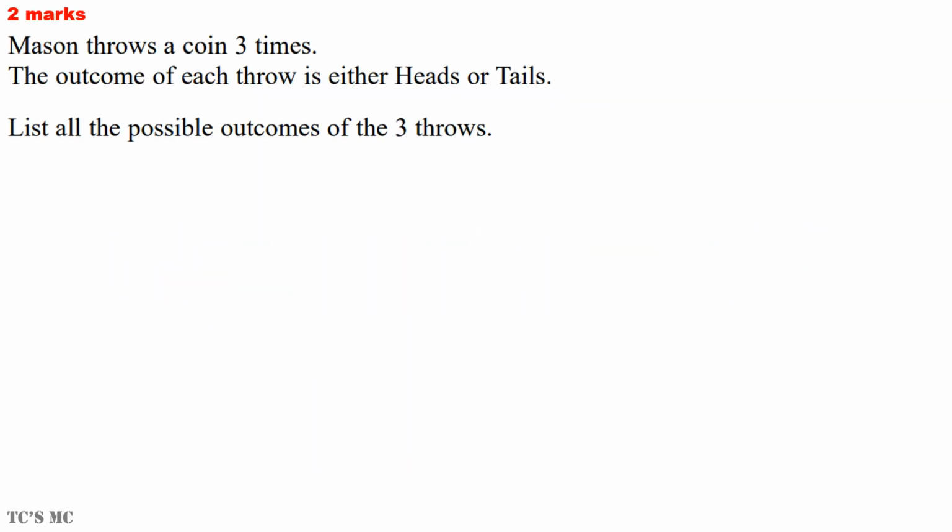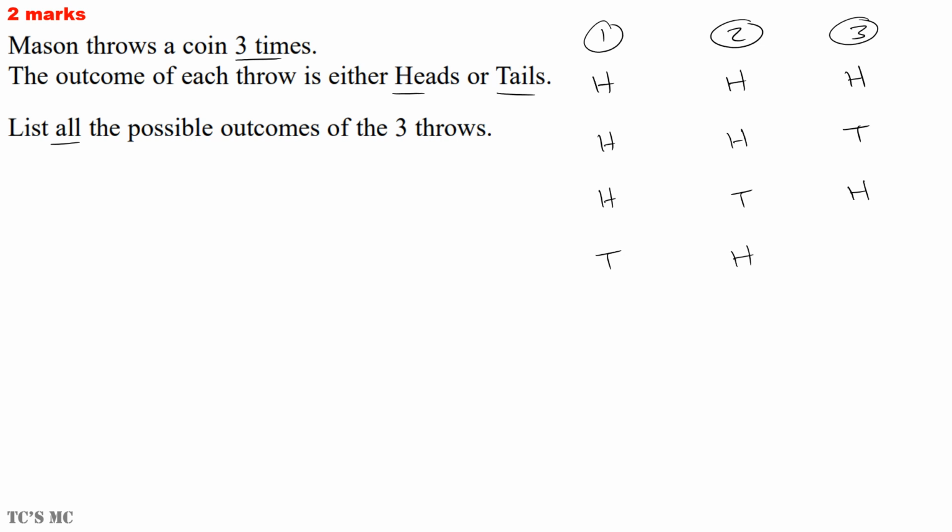Mason throws a coin 3 times. The outcome of each throw is either heads or tails. List all the possible outcomes of the 3 throws. We have a first throw, a second throw, and a third throw. The only way to get 3 heads is to say H, H, H. There are more than one ways of getting 2 heads. We could say H, H, T, or H, T, H, or T, H, H.